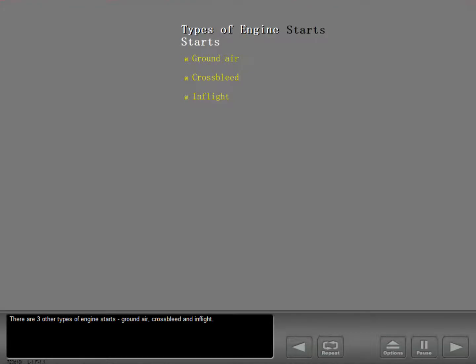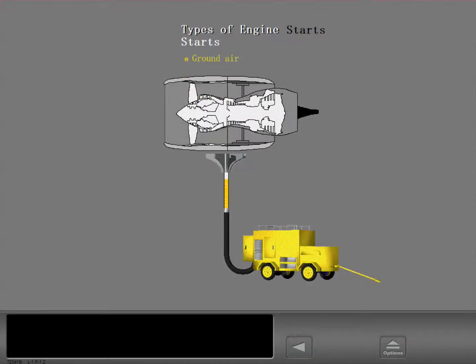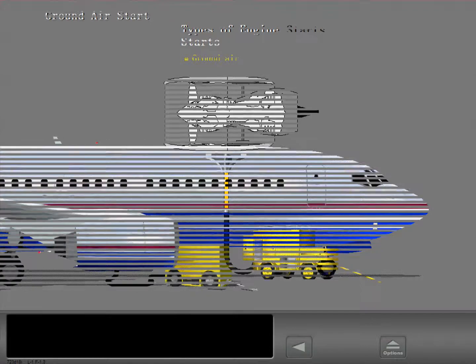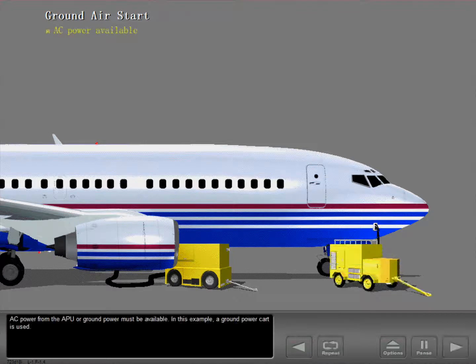There are three other types of engine starts: ground air, crossbleed, and in-flight. The first type of engine start uses a ground air source to start the engine. The ground air source is connected on the right side of the airplane. AC power from the APU or ground power must be available. In this example, a ground power cart is used.